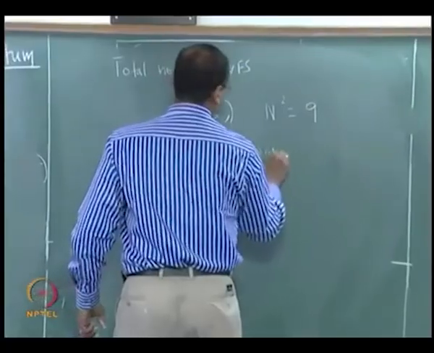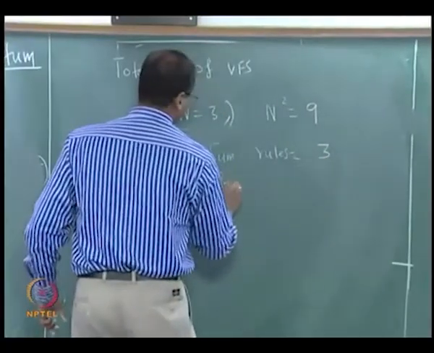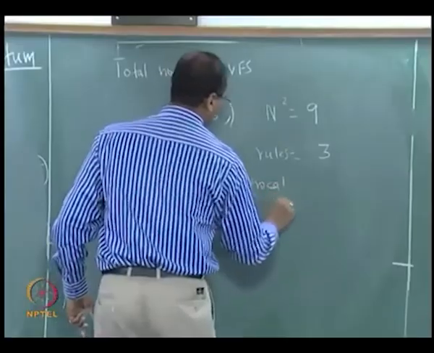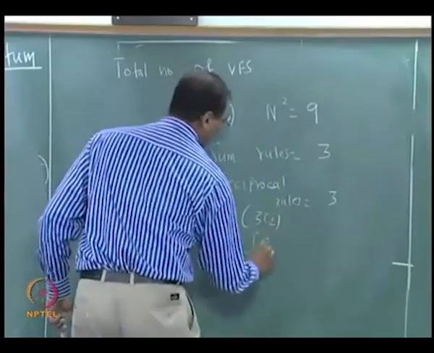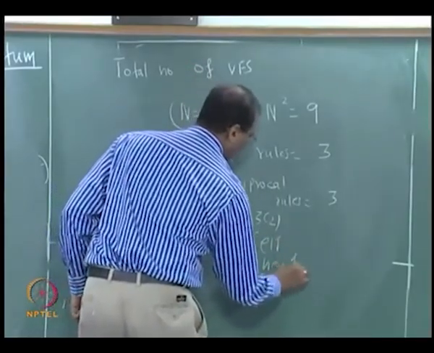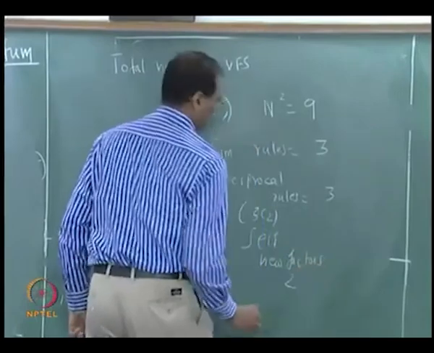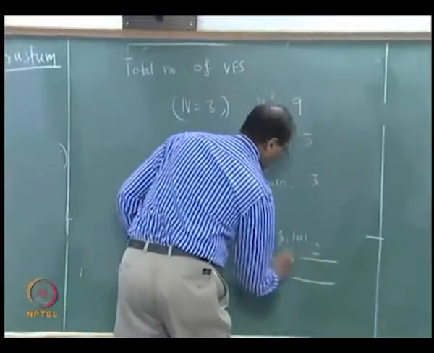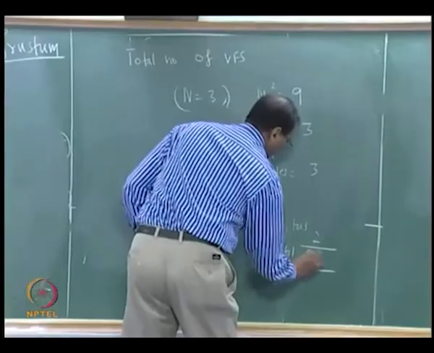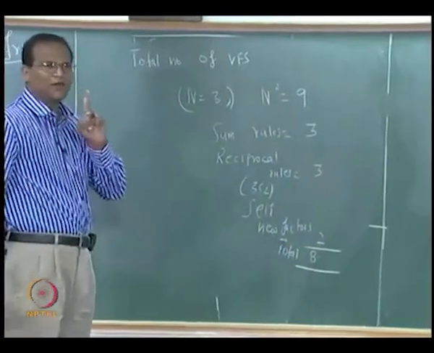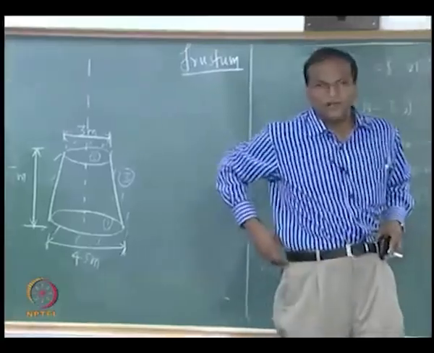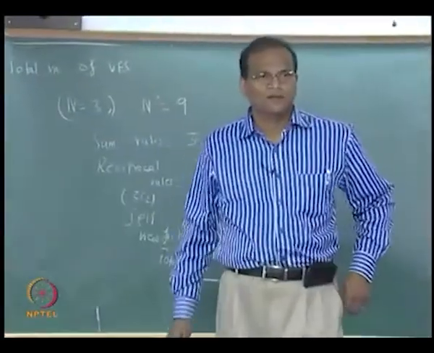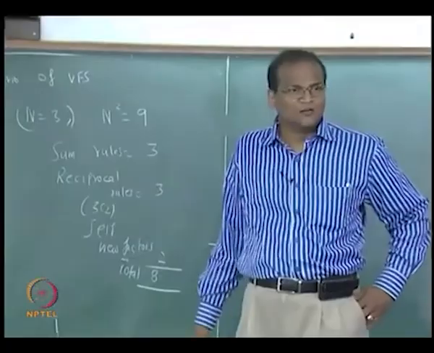Sum rules, reciprocal rules, self view factors, total. So one view factor has to be independently determined. Fortunately that one view factor is this fellow, for which I gave you the chart. You determine that fellow and then using your view factor algebra and other relations get all the view factors.